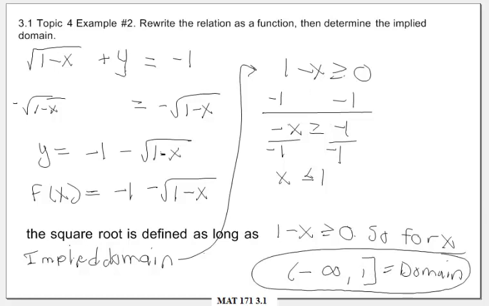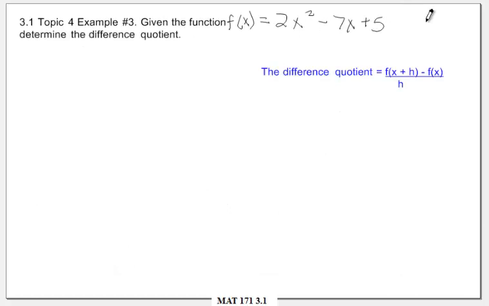For example number 3, we're given the function f of x is equal to 2x squared minus 7x plus 5. We're going to determine the difference quotient. So we're going to be using this difference quotient formula. You'll have that on the formula sheet. So we're going to use this difference quotient. We're going to plug it all in there. So we're going to replace the x with x plus h in both places.